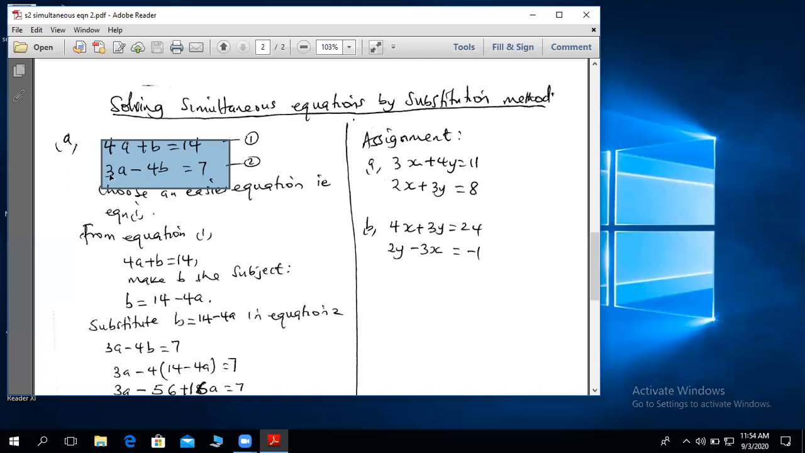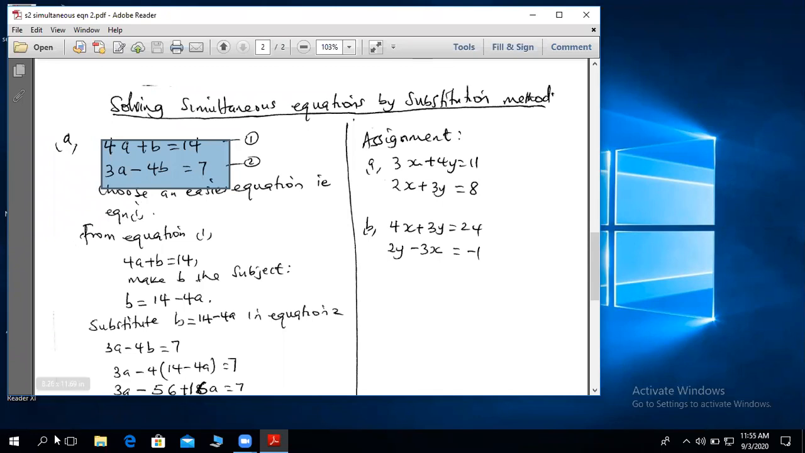If you want to make a the subject of the formula, it means I will bring this negative 4b to the right hand side, and when it crosses the equal sign, remember the sign changes to a positive. So it would now be 7 plus 4b, then you will later divide by 3 to remain with a.